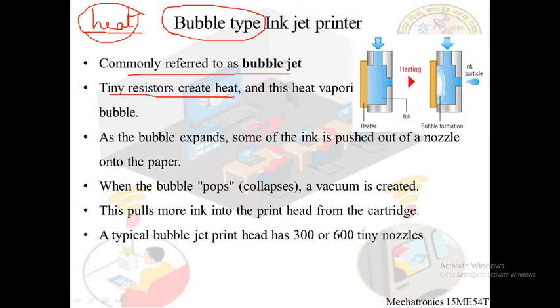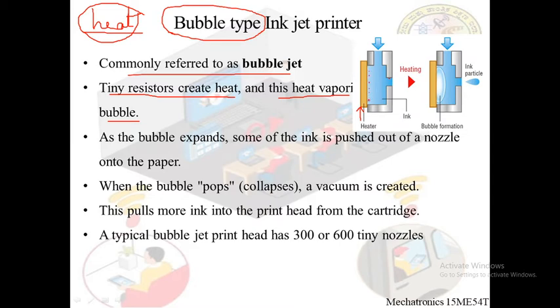Tiny resistors are used in order to create heat, and this heat vaporizes the ink in order to form the bubble. Now we have a heating element here, and the ink enters from the ink tank into the nozzle from the top, and this has to be pushed out from this direction. The heating element is nothing but resistors, which get heated up when applied with a suitable power source.